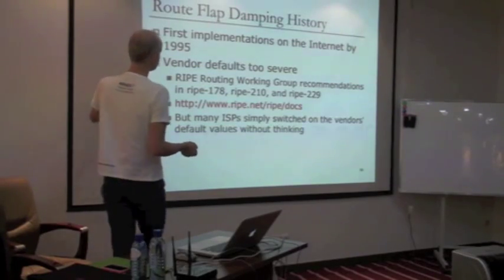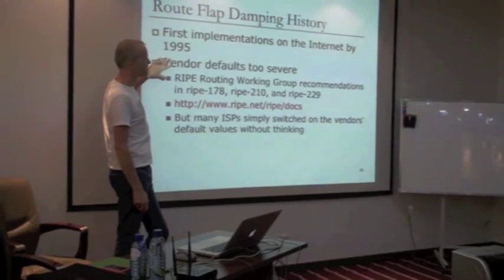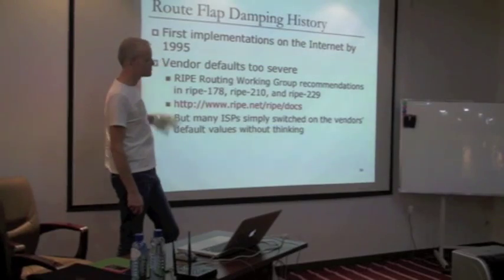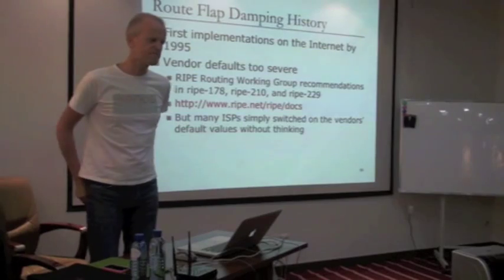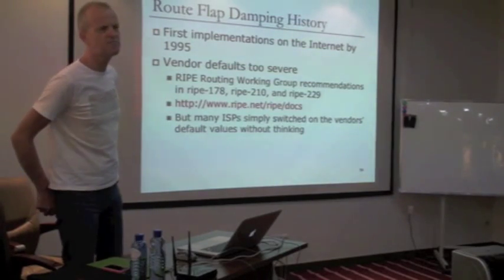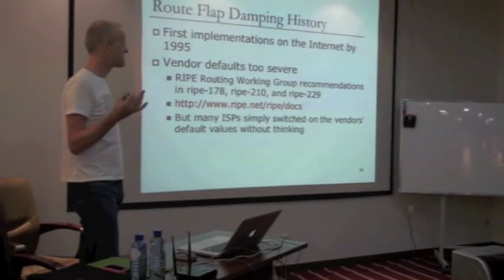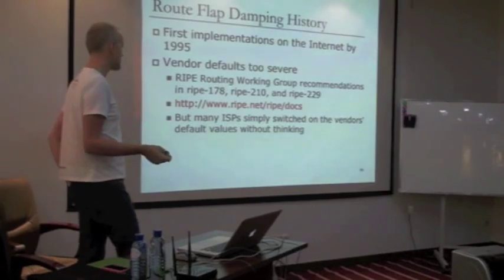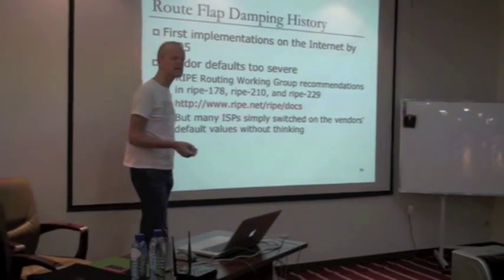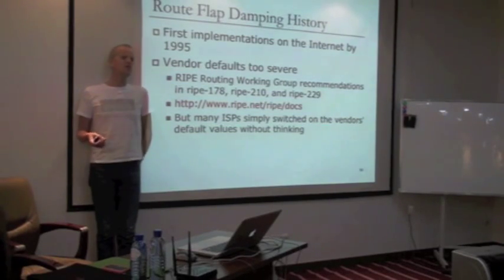Now, the first implementations appeared in about 95. The vendor defaults were too severe. Cisco was really the first vendor that introduced flap damping. The issue is that nobody had any experience of BGP flaps, so Cisco had to pick some numbers that seemed reasonable. Cisco thought, well, if the prefix flaps three times, then we knock it out for 60 minutes. That was the Cisco default. Flap three times, gone for 60 minutes.